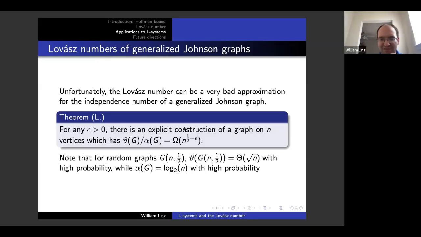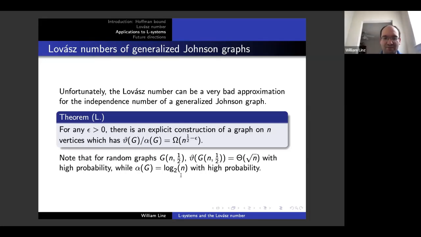For random graphs, if you take the Erdős-Rényi graph with p equals 1/2, for example, it's known that the Lovász number is on the order of square root of n with high probability. We could say more about the constants, but I don't care about the constants for the purposes of this talk.